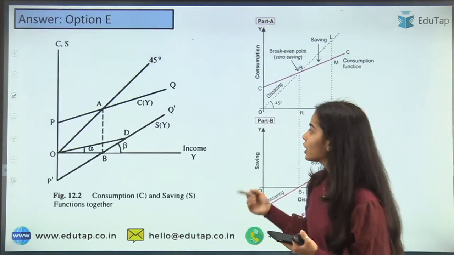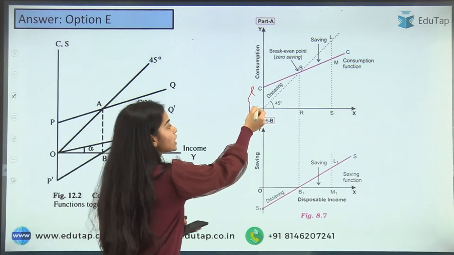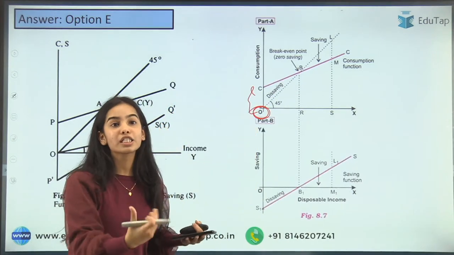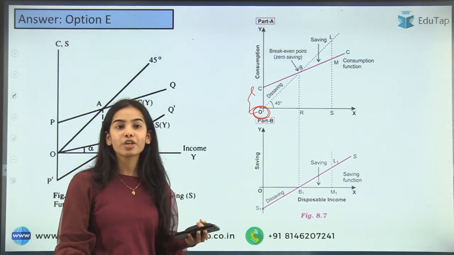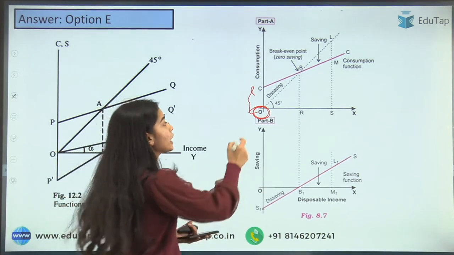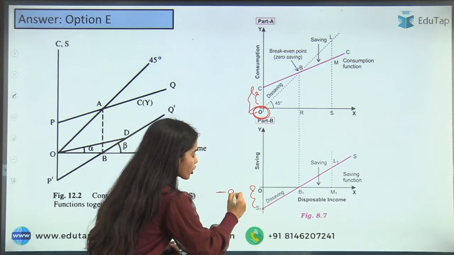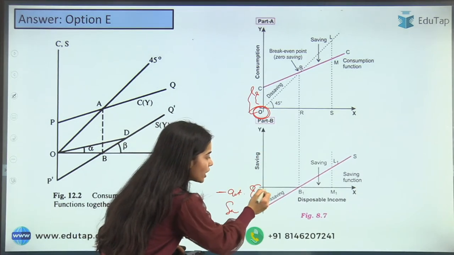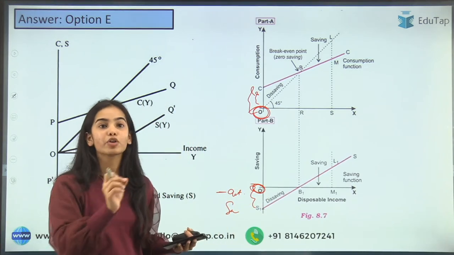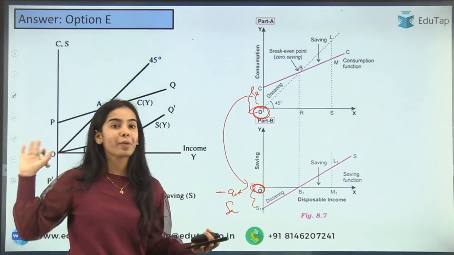Autonomous consumption. This is the autonomous consumption, which means that at zero level of income, how much you are consuming. You still need some consumption for the expenditure, I can say, for survival. So this is the autonomous consumption and this is the negative autonomous saving. At zero level of income, how much will you save? You will save negative because you are consuming, so you are consuming from your past savings.